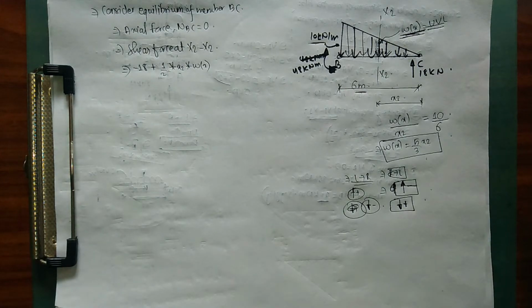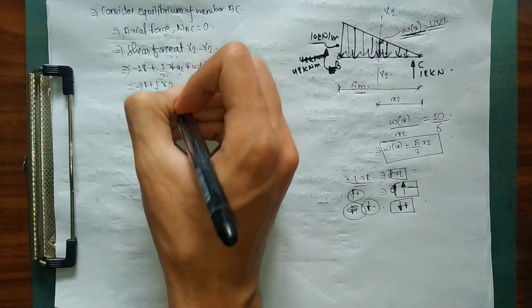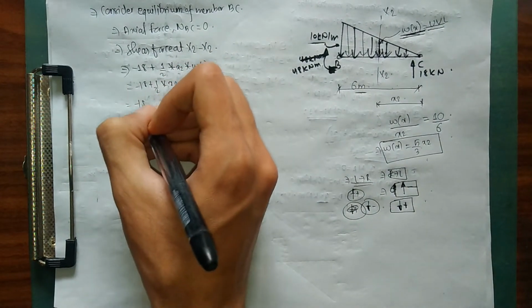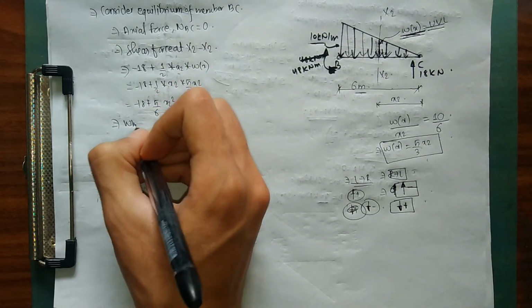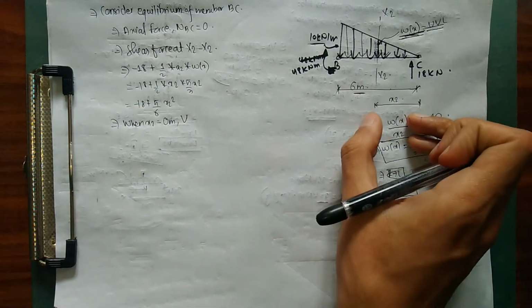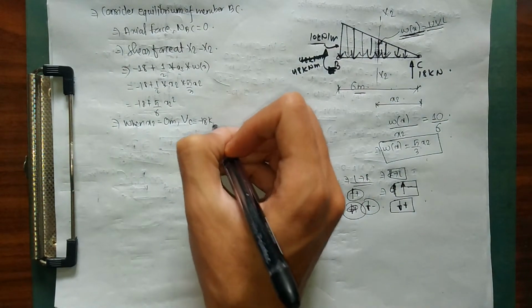Let me write down one more line: minus 18 plus 1/2 times x2 times my value of wx, which is 5/3 x2. This is going to be minus 18 plus 5/6 x2 squared. Now I'm going to change my value of x2 to calculate my shear force. When x2 equals 0 meter, I am at point C, so V at C equals minus 18 kilonewton.